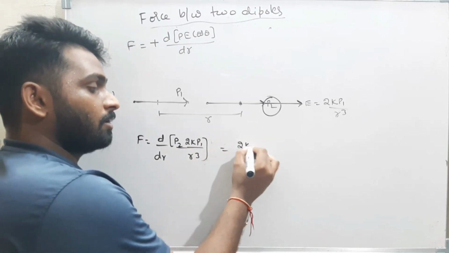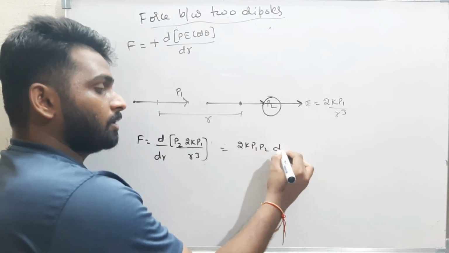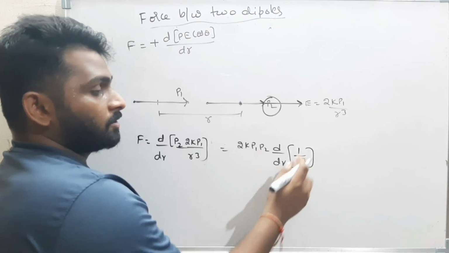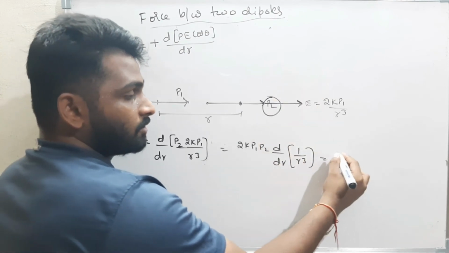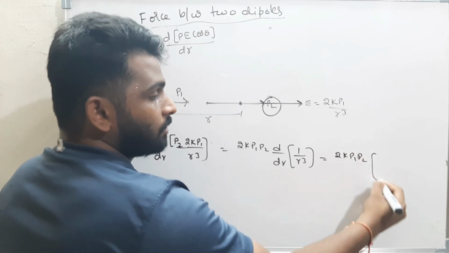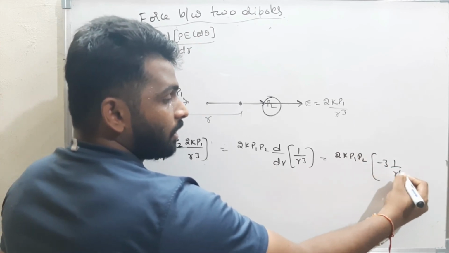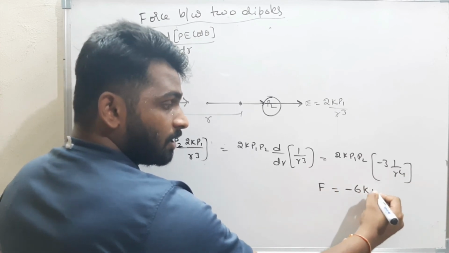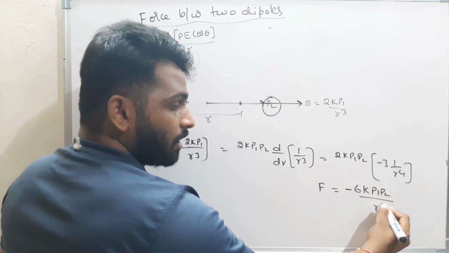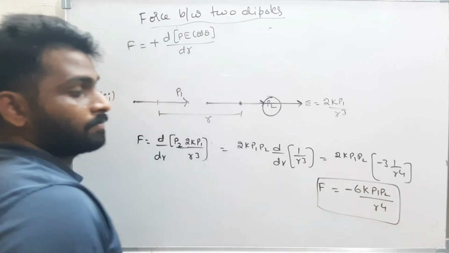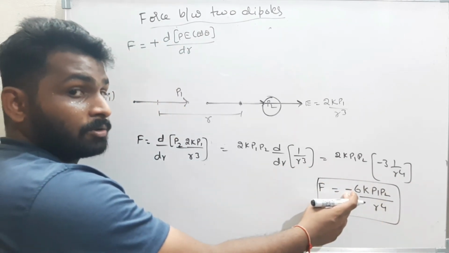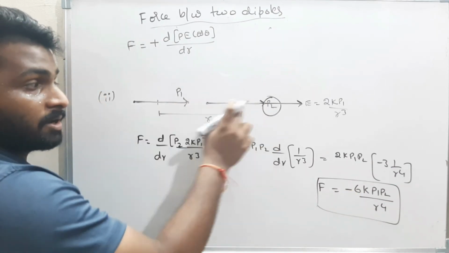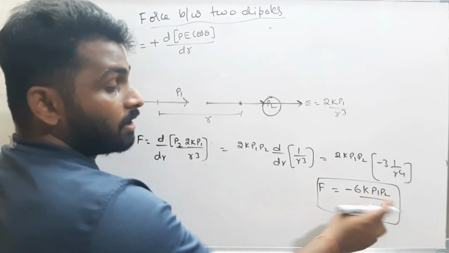Therefore, 2k P1 P2 is a constant and will come out, d by dr of 1 by r cubed. What is the differentiation of 1 by r cubed? Just now I have seen: the differentiation is minus 3 by r to the power 4. So what is the final answer? The final force is minus 6k P1 P2 by r to the power 4. The force is negative. That means it is an attractive force. When the two dipoles are in this arrangement, the force is minus 6k P1 P2 by r to the power 4.